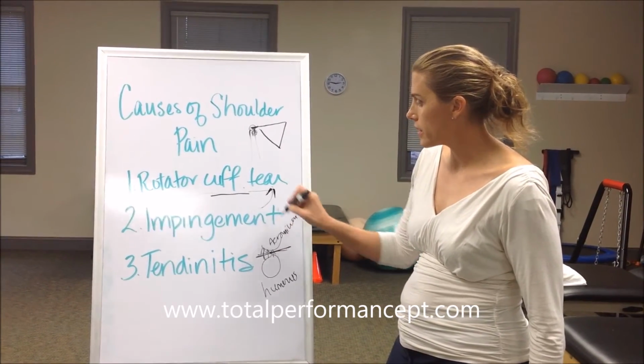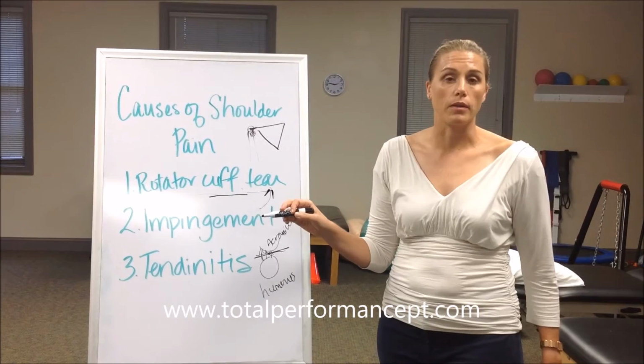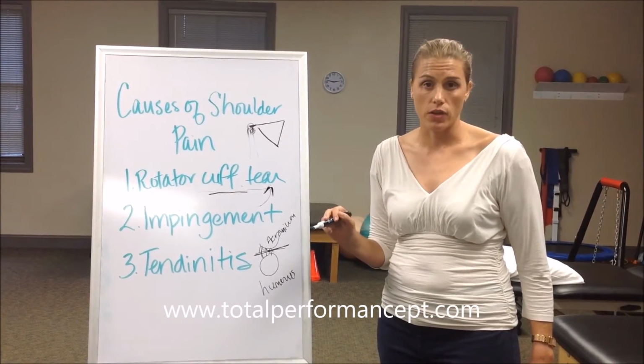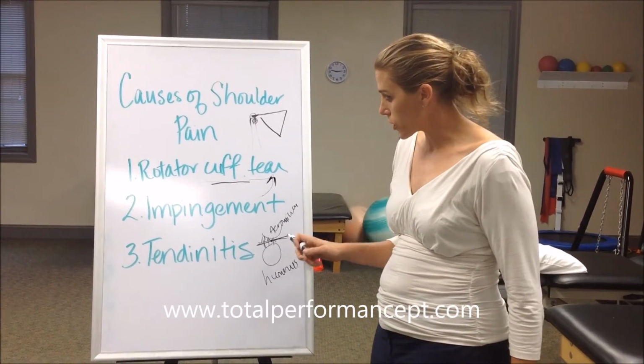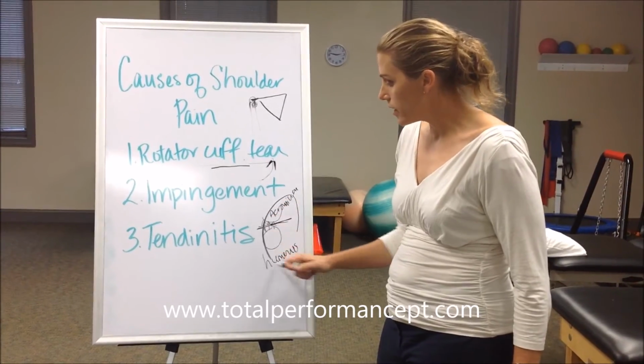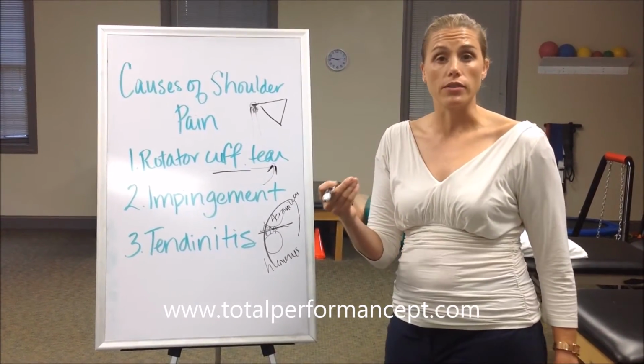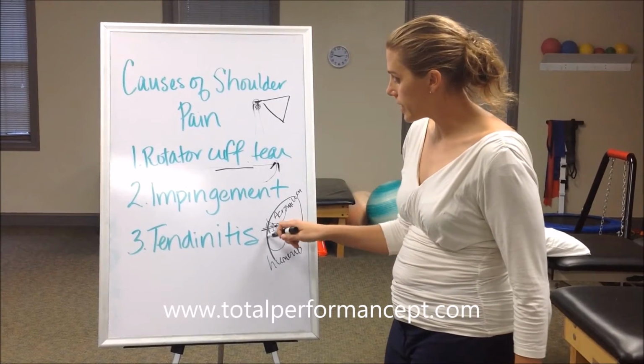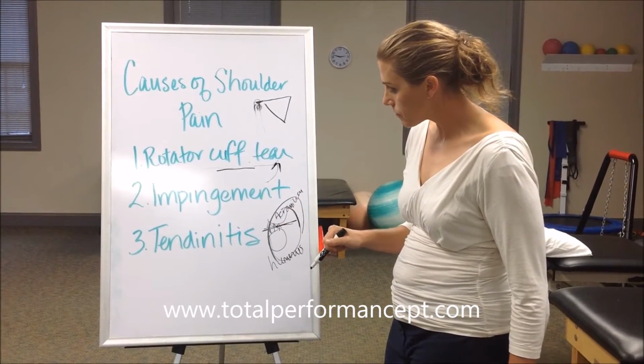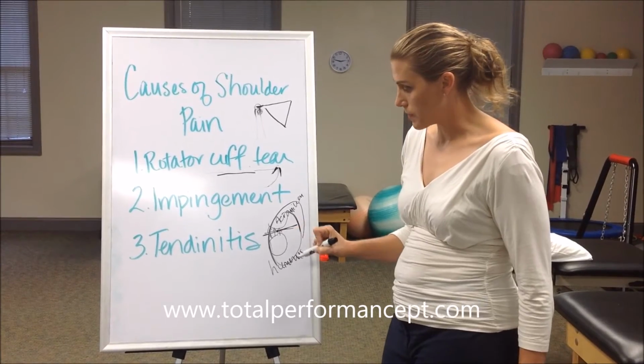When you have impingement, there are some issues there that will probably lead to a rotator cuff tear if they haven't already. So you're going to have pain when you reach overhead. You're only going to be able to reach to a certain point. It's going to feel like a pinch. And that's more of an impingement.